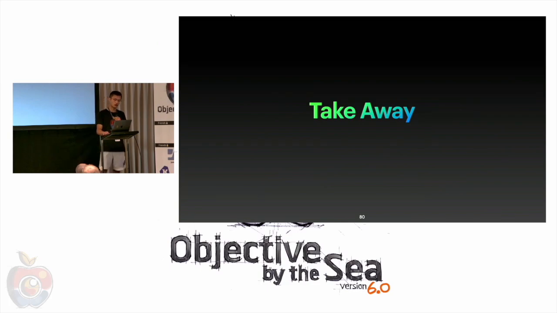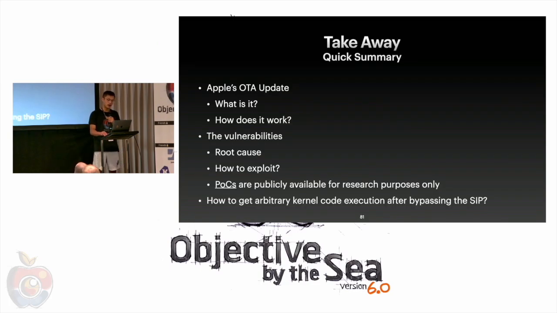Okay, let's do a quick summary. In this session, I talked about what Apple's OTA update is and how it works. I also shared the vulnerabilities during the update process and how I exploited them. The POC codes are publicly available for research purposes only. In addition, I discussed how to execute arbitrary kernel code after bypassing the SIP.